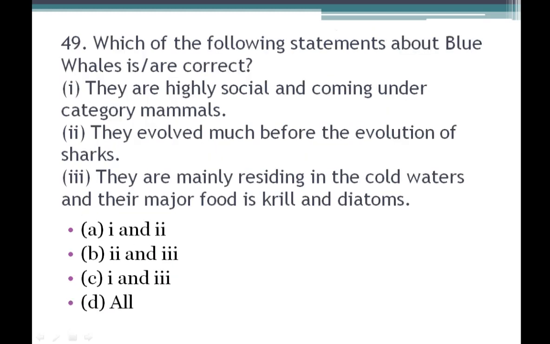Question number 49. Which of the following statements about blue whales is or are correct? Number 1. They are highly social and coming under category mammals. Number 2. They evolved much before the evolution of sharks. Number 3. They are mainly residing in the cold waters and their major food is krill and diatoms. So the correct answer is option C, that is 1 and 3.